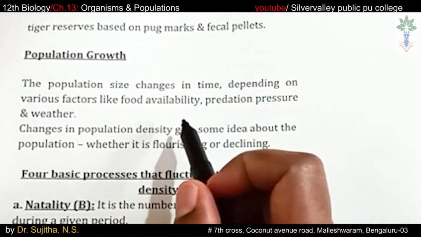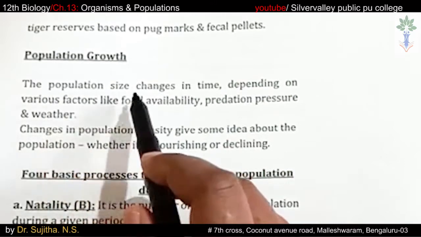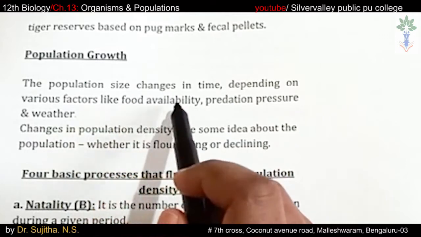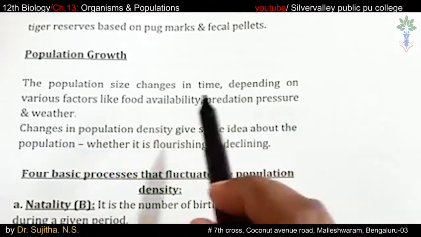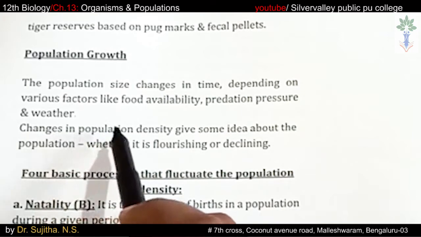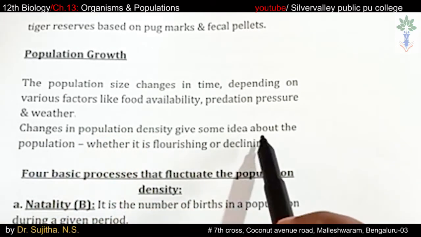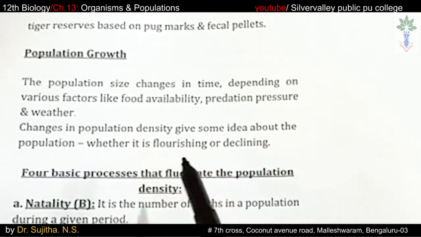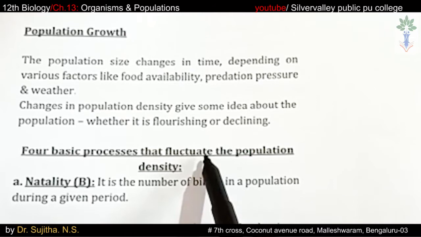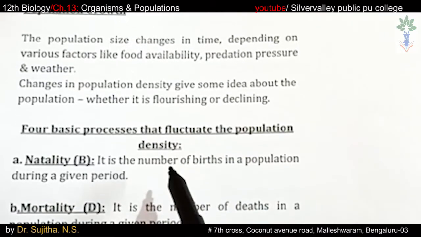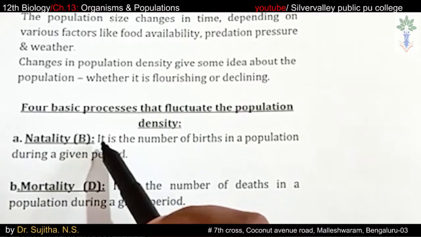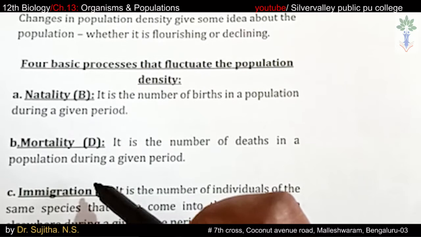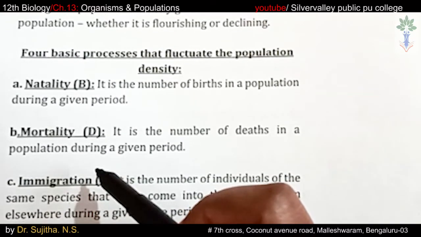The next one is population growth. The population size changes with time depending on various factors like food availability, predation pressure and weather. The changes in the population density give us an idea whether the population is expanding or declining. There are four basic processes that fluctuate the population density. The first one is natality, the second is mortality, the third is immigration, and the fourth is emigration. So now let us discuss one by one.